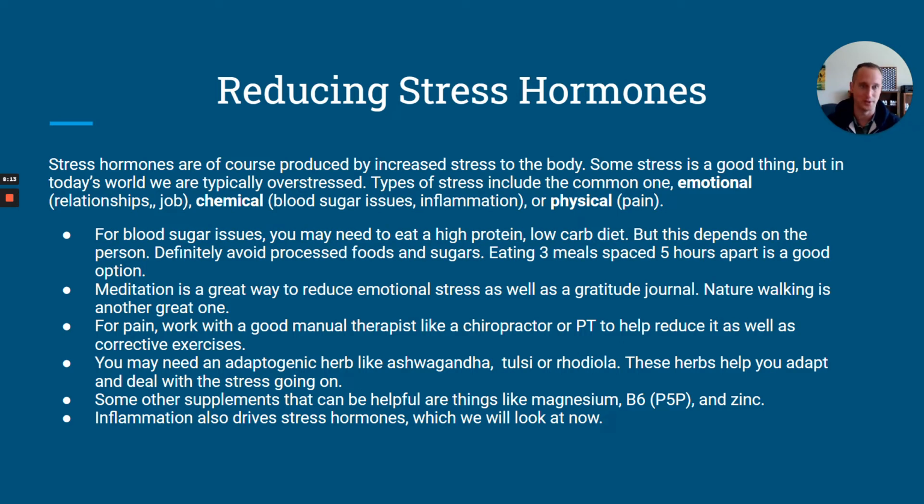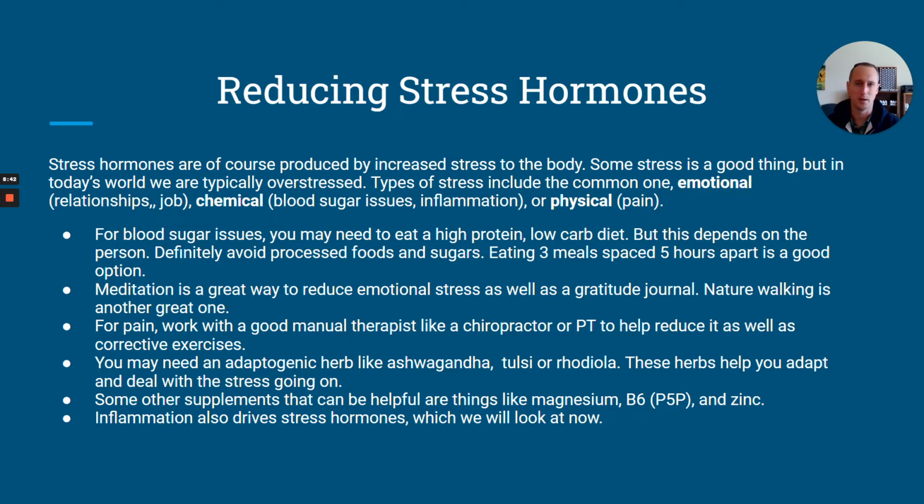High protein, low carb diet, but that depends on the person. Definitely, you need to avoid processed foods and sugars. That's the first step, and people see huge improvements when they avoid just that. Cutting out soda, cutting out the junk. Eating 3 meals spaced about 5 hours apart can actually be a helpful option. Some people will go to intermittent fasting, which can be helpful too. That's what I do oftentimes. I even started it again today. It's a really helpful tool to bring into it.